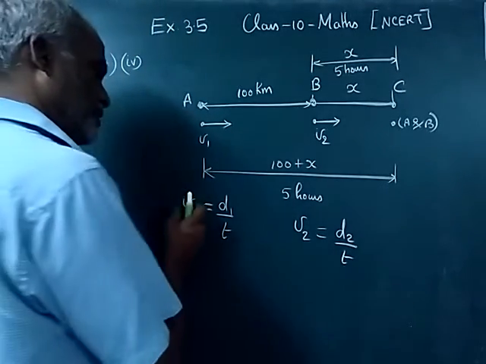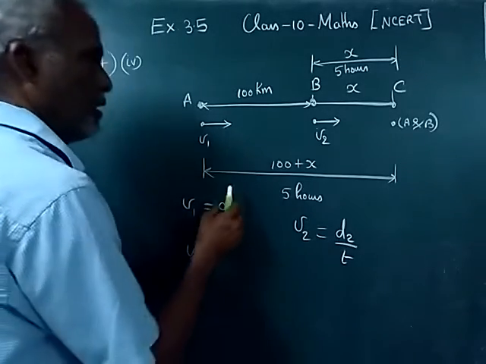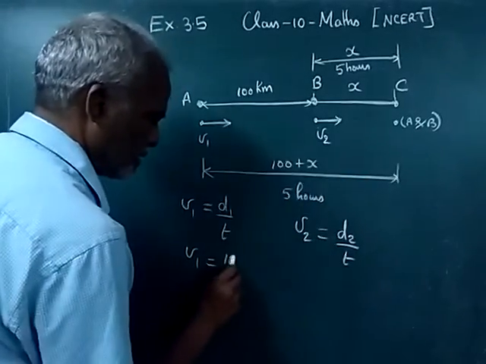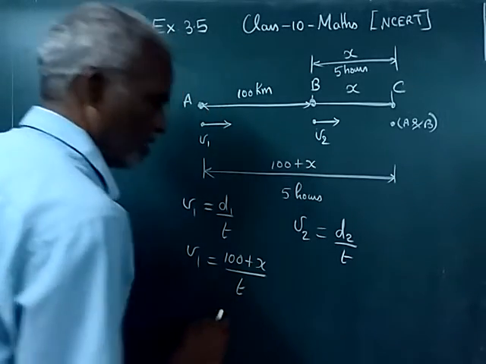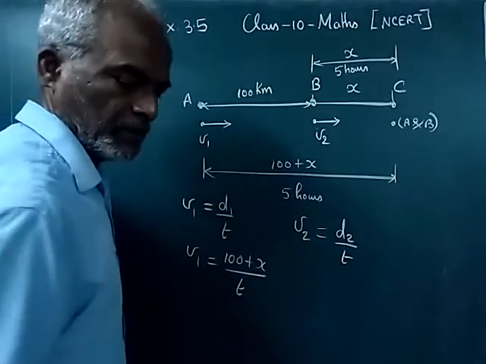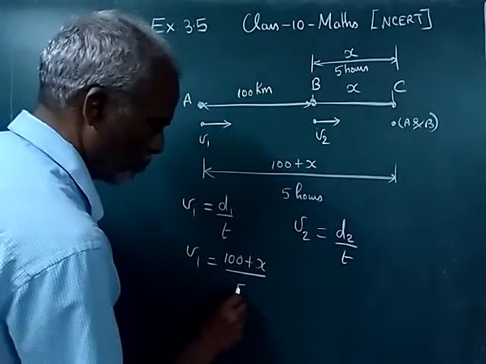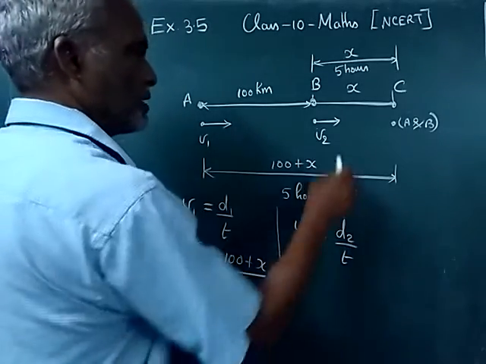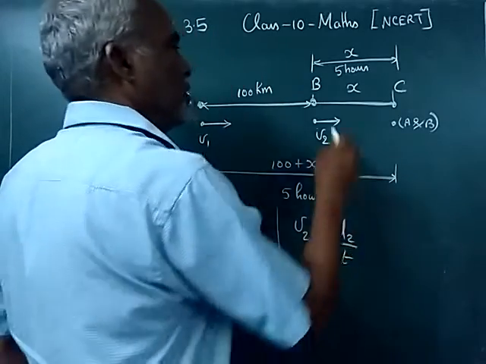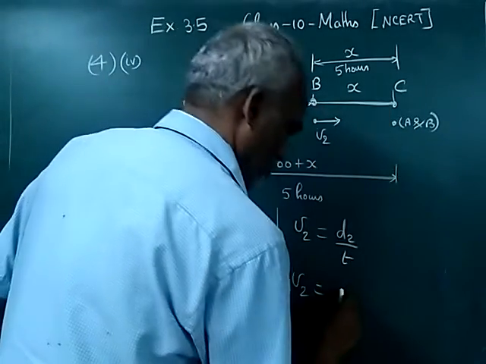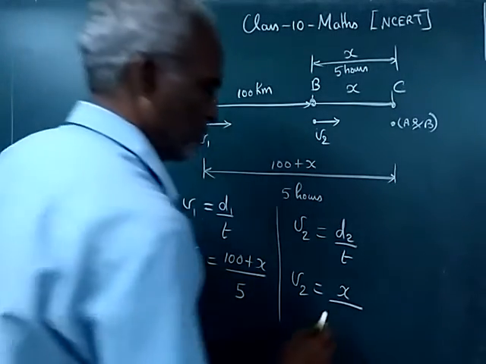So for the speed of the first car, V1, the distance we know is 100 plus x divided by t. The time duration is what? It takes 5 hours. So I can write this value as 5. As far as car 2 is concerned, the speed is v2. The distance it has covered is x, which we don't know. This also takes the same time duration of 5 hours. So this is also 5.